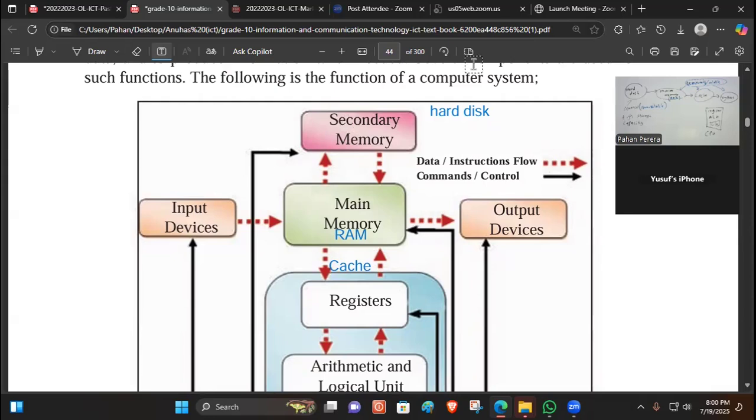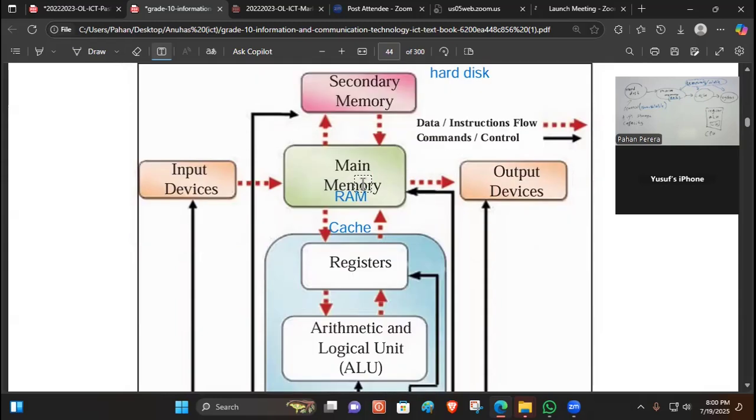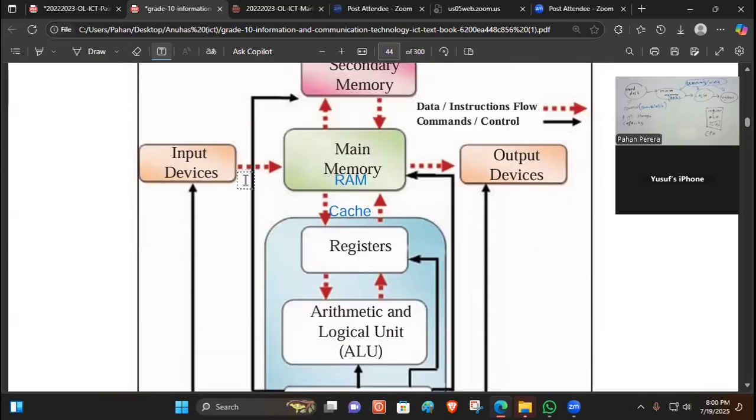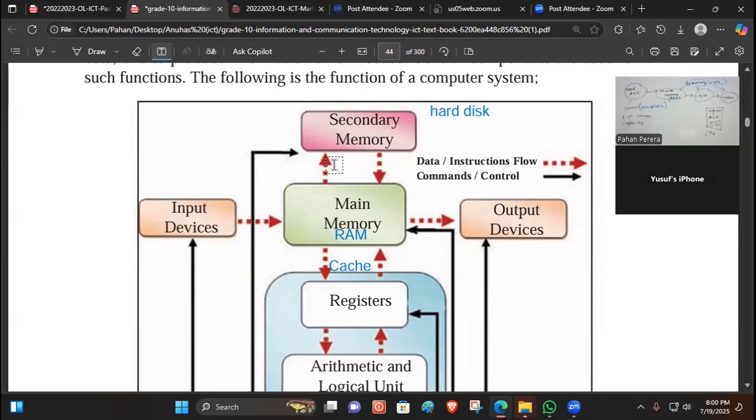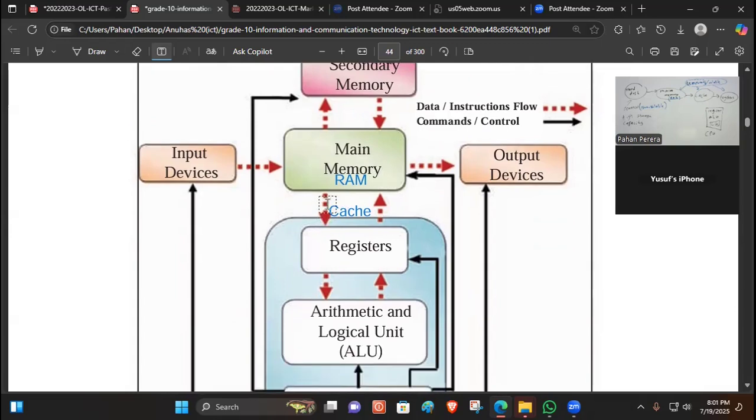Okay. Then in this diagram, they have used the dotted line for data and instruction flow. That means the data which we need to process, the data which we input, and the data which we take as output, they are the data and instructions, and they are shown in dotted lines. See here, from input device to main memory, main memory to secondary storage, and secondary storage again to main memory. Then main memory to registers. Oh, through the cache only we send to the registers.